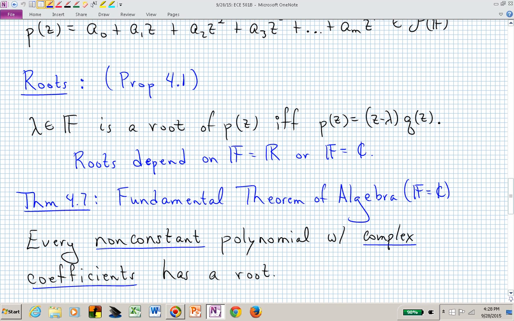But we have to make sure that we're living on the complex number field. If we're on the reals, we're not guaranteed that a generic polynomial will have a real root. That's a big deal, actually. That's why they're calling it the fundamental theorem of algebra.